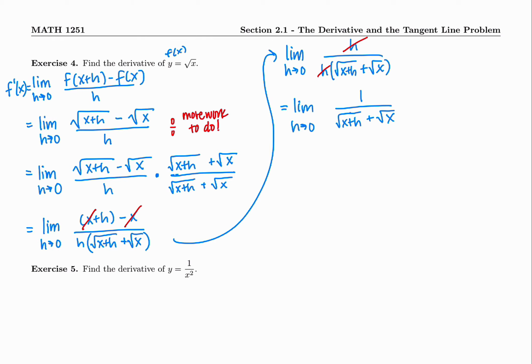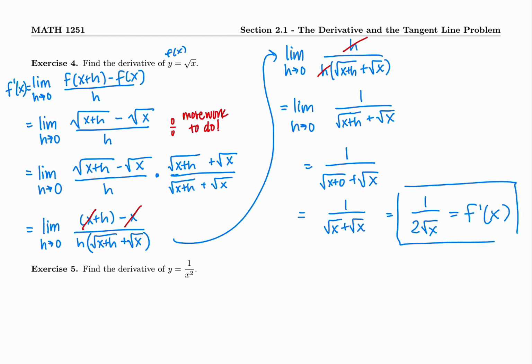Now I'll plug in h approaches 0. Since I'm actually taking the limit, I'm plugging in that h is 0. I no longer have to write the limit anymore. So this will be 1 over square root of x plus 0 plus square root of x, which I can clean up. That's 1 over square root of x plus square root of x. And I can actually clean that up one more step. I have 2 square root of x's, so this is 1 over 2 square root of x. And this is my derivative, f prime of x.